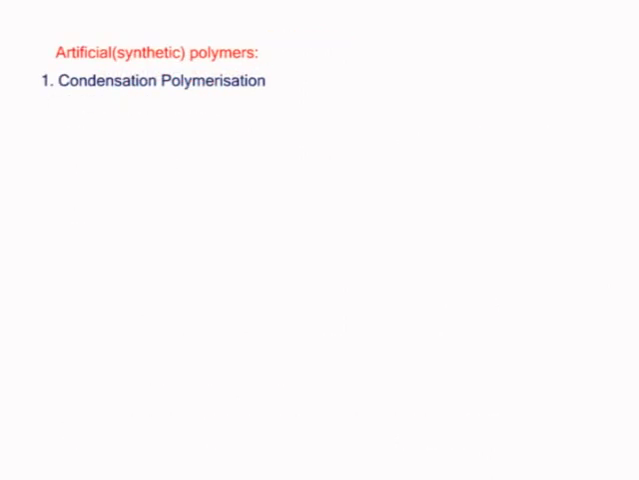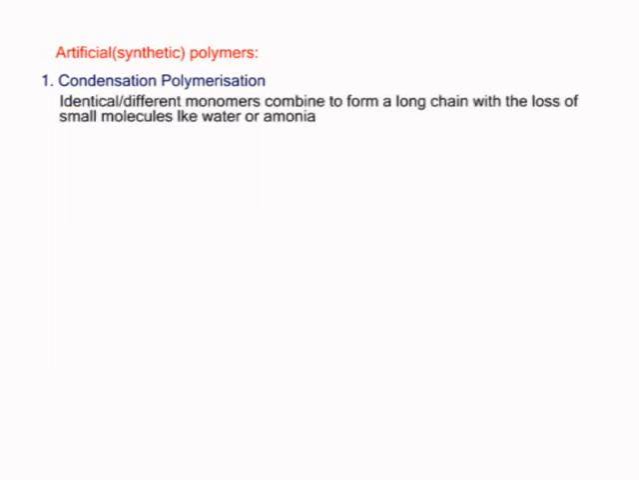The other type of polymerization is condensation polymerization. In condensation polymerization, identical or different monomers combine to form a long chain molecule with the loss of a small molecule like, say, ammonia or water. Now, the monomer should have at least two identical functional groups so that molecules can join at both ends, thus permitting formation of a chain.